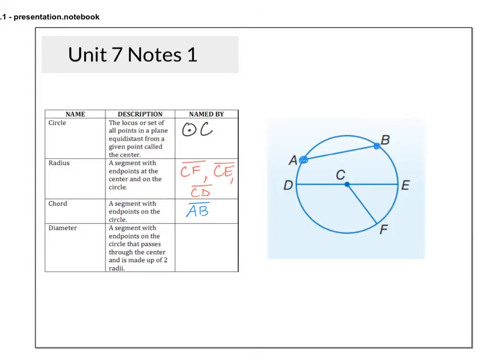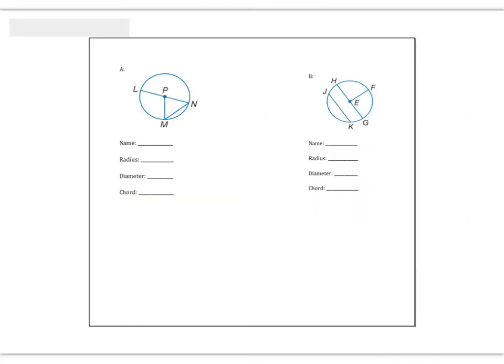However, it is a special chord because this chord happens to go through the center as well. That's called a diameter when it goes all the way across through the center of the circle. Let's read the definition. A segment with endpoints on the circle that passes through the center and is made up of 2 radii. So a diameter goes all the way across the circle through the center. It's the same length as if you add 2 radii together. In this case, segment DE is a good example of a diameter.